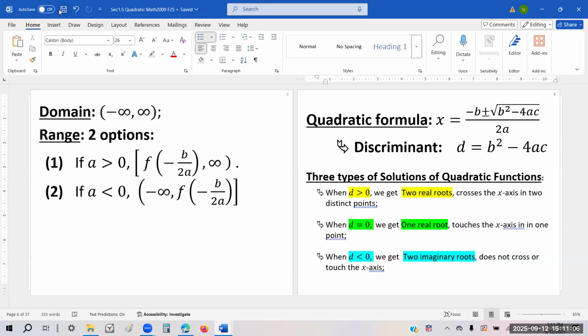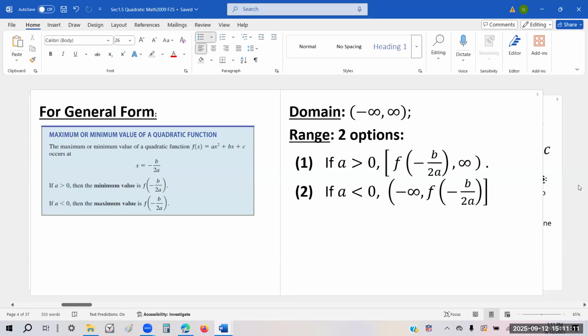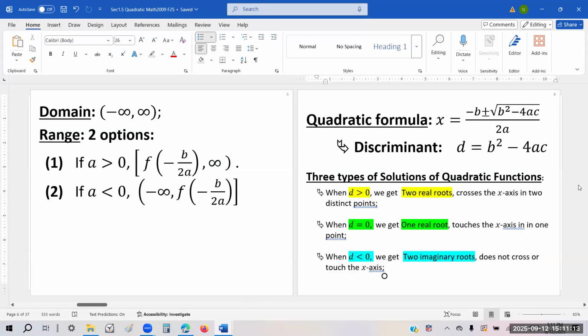So here they are talking about domain and range. Now, depending on what type of parabola you have, you figure out your range differently. But domain is everything, because a parabola, a quadratic function, is actually a polynomial. You have a continuous function. Anytime you have a continuous function, your domain is everything. Means you can substitute the x value with any number. So domain is everything, but the range is not everything.